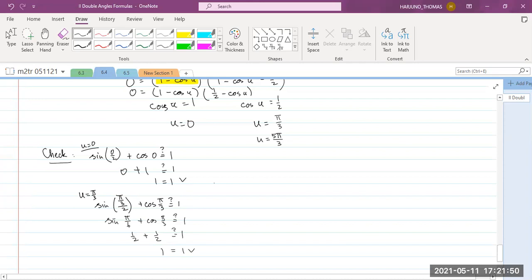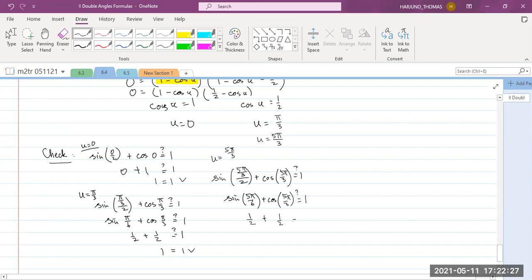The third one, how about when u equals 5 pi over 3? So sine of 5 pi over 3 over 2 plus cosine 5 pi over 3, does it equal 1? This is sine 5 pi over 6, that's quadrant 2, so it is positive. Cosine 5 pi over 3, that's quadrant 4. That's also 1/2.